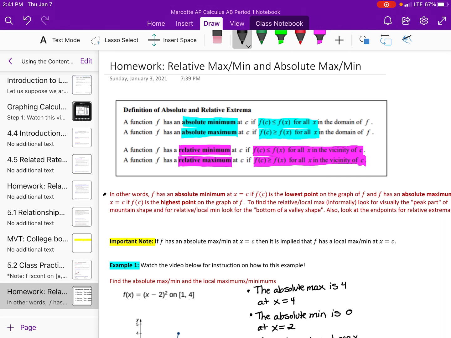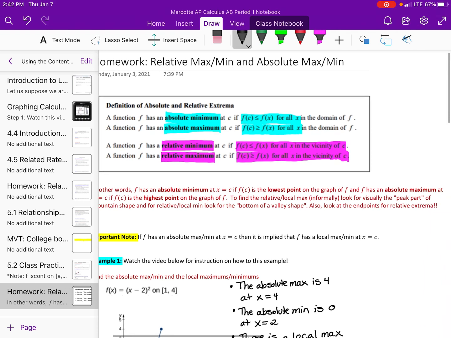All right, and so what might be helpful is what I have in red here, just putting it in different wording, because what's in the box is a very formal, technical, mathematical definition. So in red here I have, in other words, f has an absolute minimum at x equals c if f of c is the lowest point on the graph of f. Visually you can get your head more wrapped around that if you were looking at a graph. What's our absolute minimum? Well, it's just the lowest point on the graph of f.